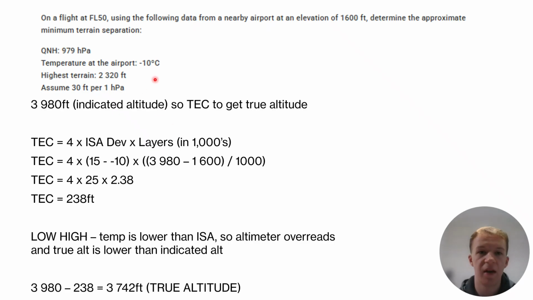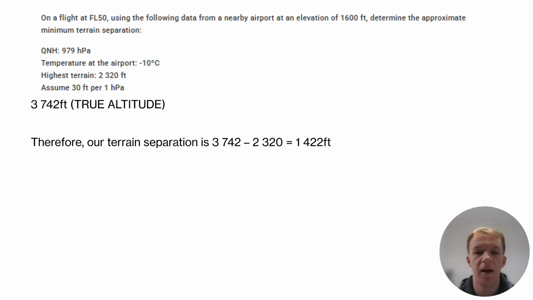Now with the temperature being substantially lower than ISO, it's pretty obvious we're going to use low-high here. So low-high means our altimeter indicated is higher, so the altimeter will overread, so our indicated will be higher than true. Therefore true is lower, and to find true, we're going to minus our temperature correction. So our altitude in true being 3,742 feet. So we're nearly there.